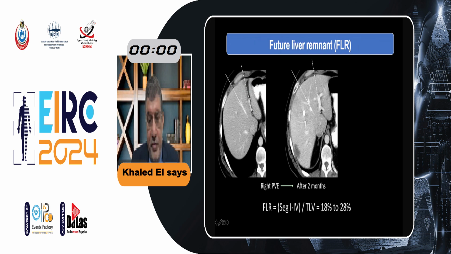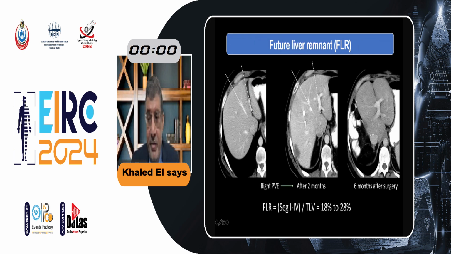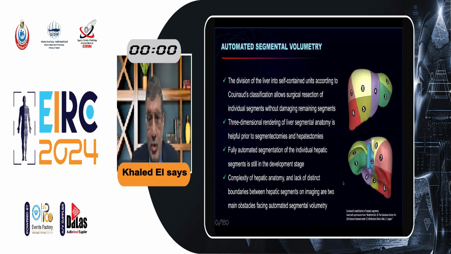It hypertrophied to 28%, which is good enough to sustain the liver function. Then they did the surgery of right hepatectomy, and you see how the residual liver volume has hypertrophied. This is 6 months after surgery, leading to better outcome.